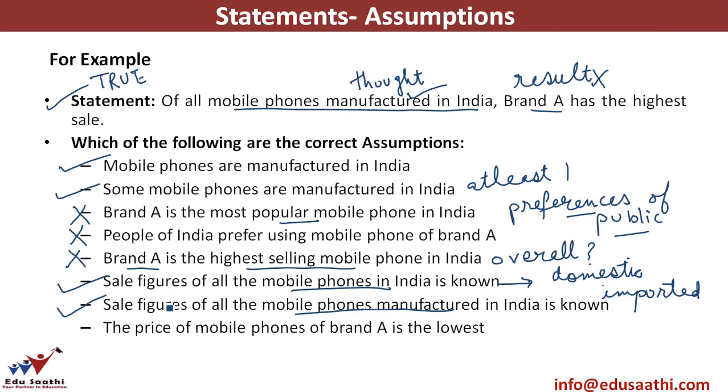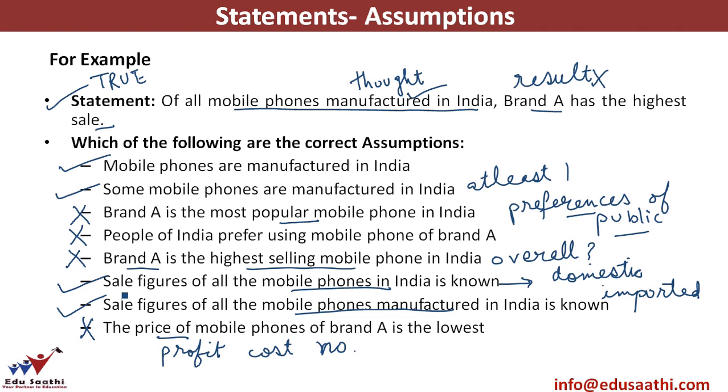Next, the price of mobile phones of brand A is the lowest. We know the sales figure, okay? We don't know the price figure or the profit figure or the cost involved in the mobile phones or the number of models that brand A might have. So we cannot comment upon the price also.